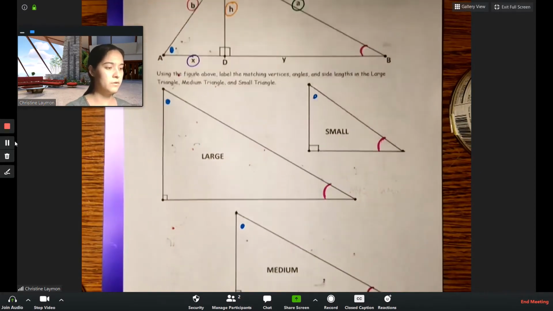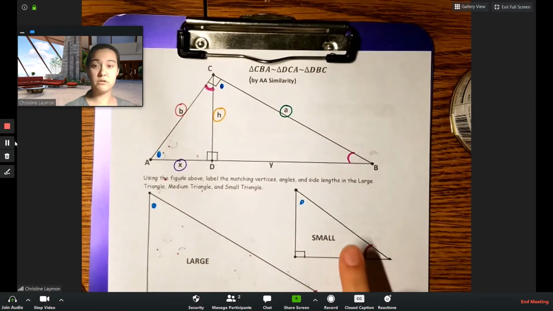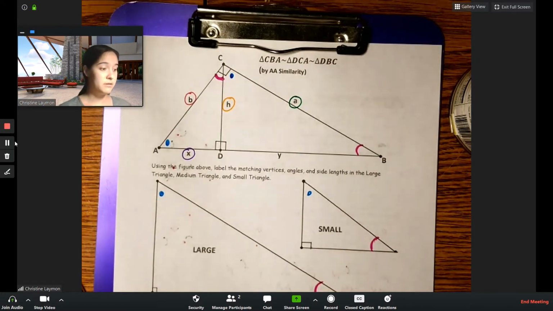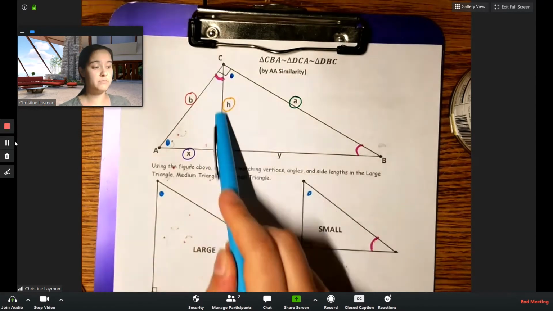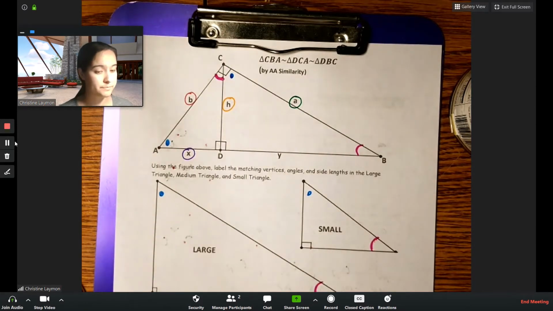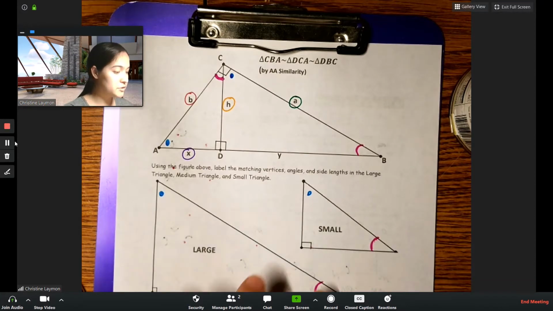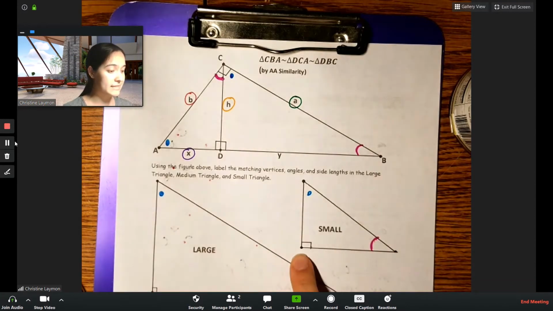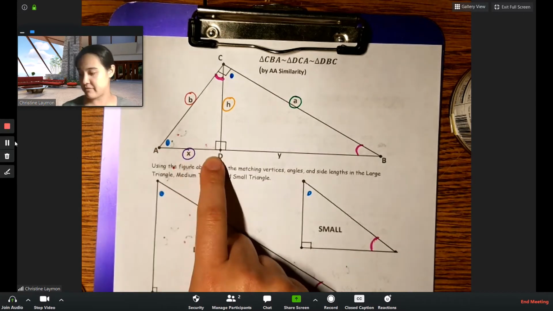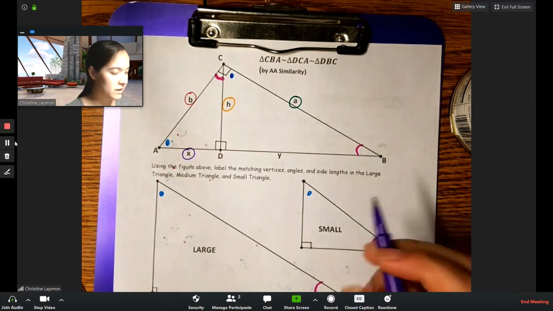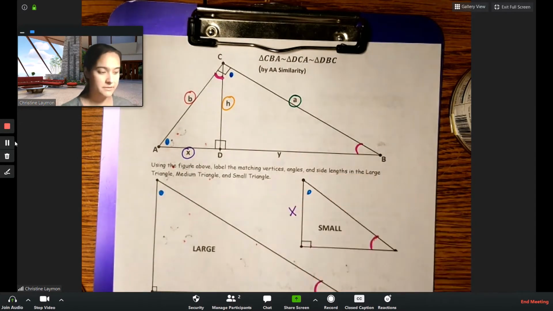Okay. So let's go ahead and start with the small triangle. Looking at our figure, that is going to be the smallest triangle. And if you need to, label it as small. So looking at that smallest triangle, between my dot and my 90, I have X.